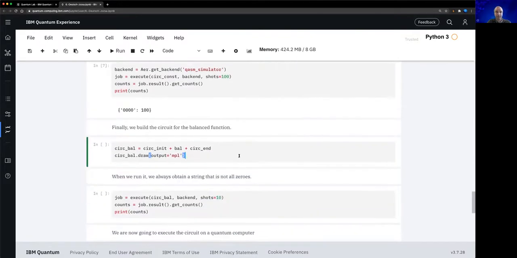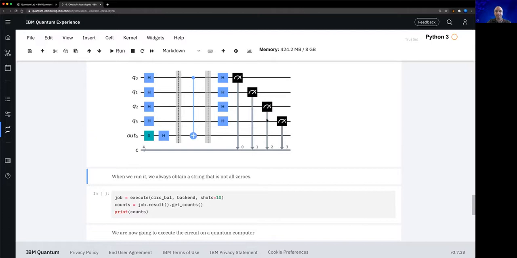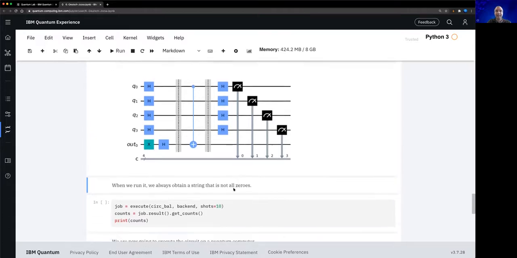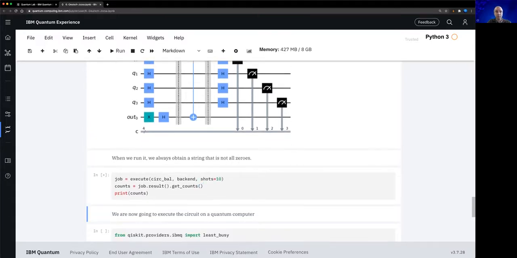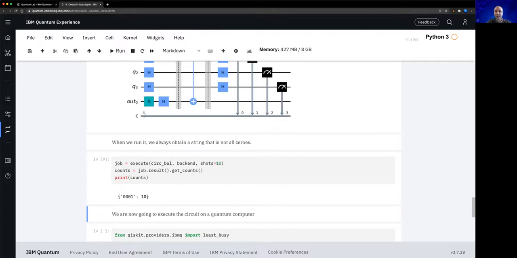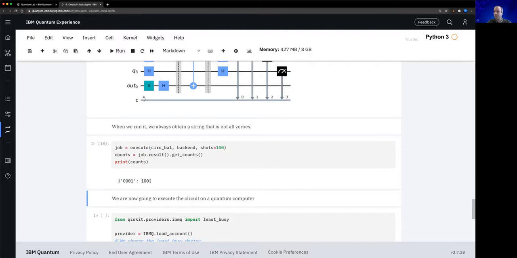Now we are going to create the circuit for the balanced case. And now we are going to run this and see what the result is. In this case, we obtain this string that is not all zeros. Again, if I change this to a bigger number, I always obtain the same result. Well, in this case, I always obtain the same result.